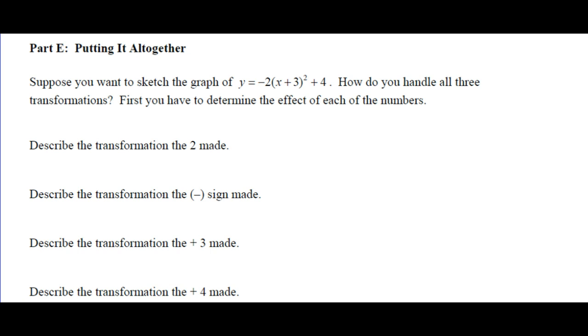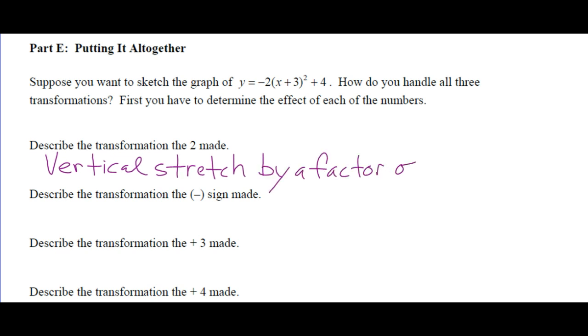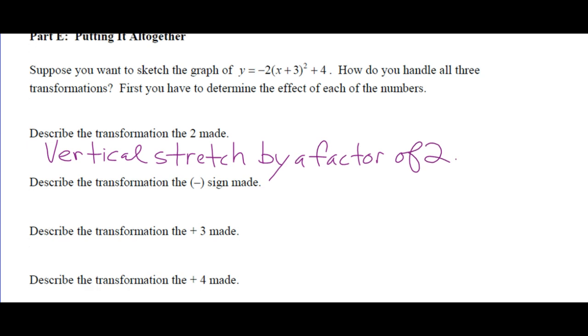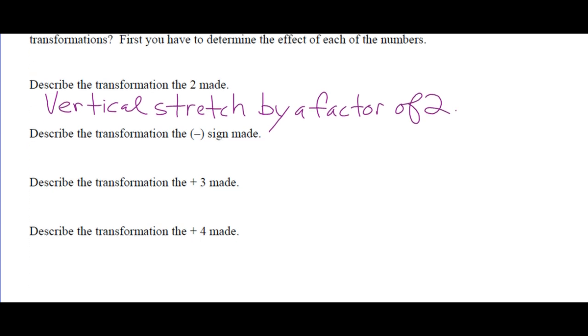So, what's the transformation the 2 made? We're going to say it formally, right? It is a vertical stretch by a factor of 2. What does the negative sign do? Makes a reflection, in the x-axis. Do you think you could also reflect in the y-axis? Not till next year. But next year you can reflect in the y-axis. Not this year. We do reflection in the x-axis.